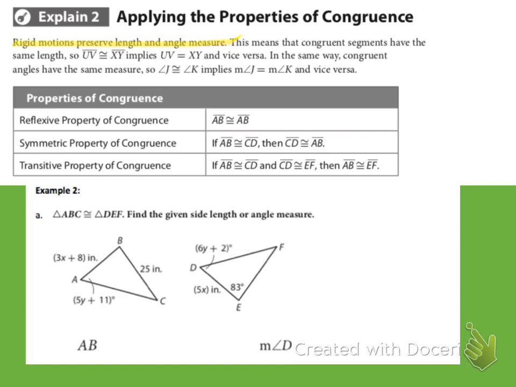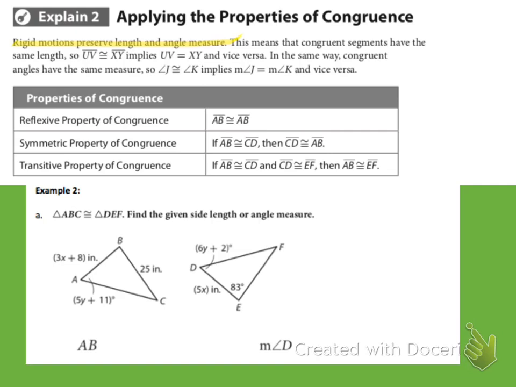In the same way, congruent angles have the same measure. So angle J being congruent to angle K would imply that the measure of angle J would equal the measure of angle K. And again, vice versa. So if the angles themselves are the same size and shape, or congruent, in other words, they'd have the same measure.